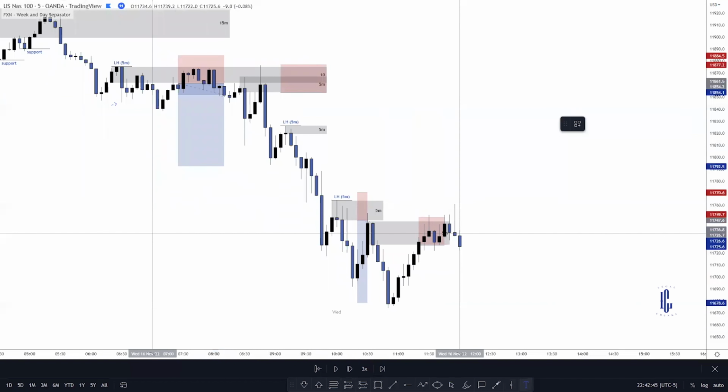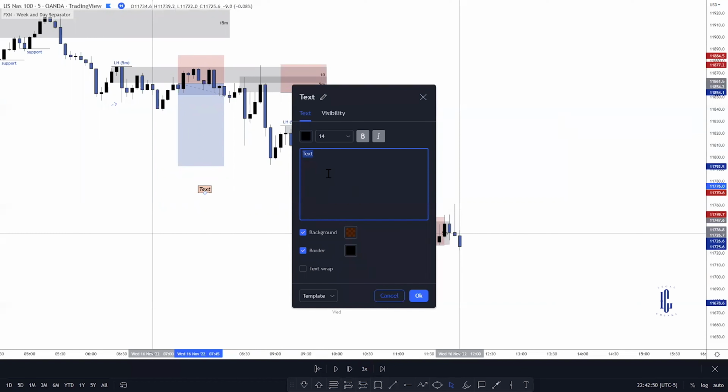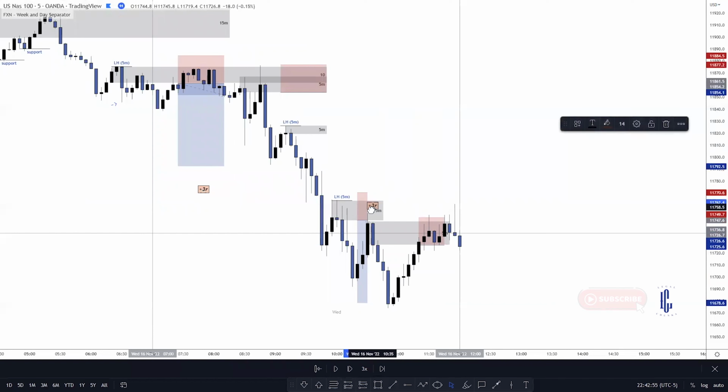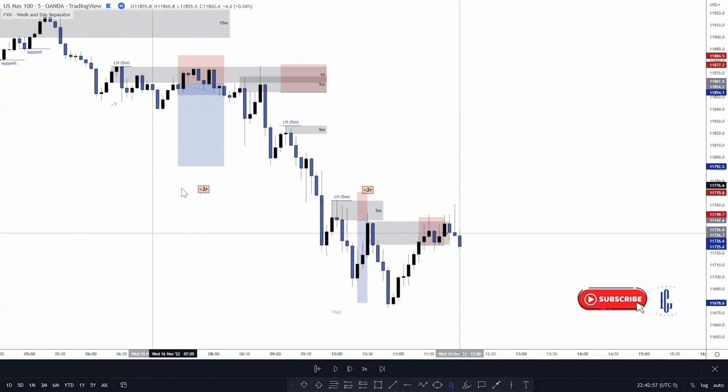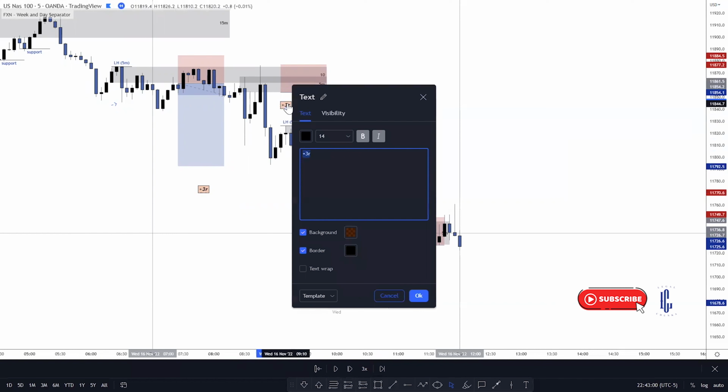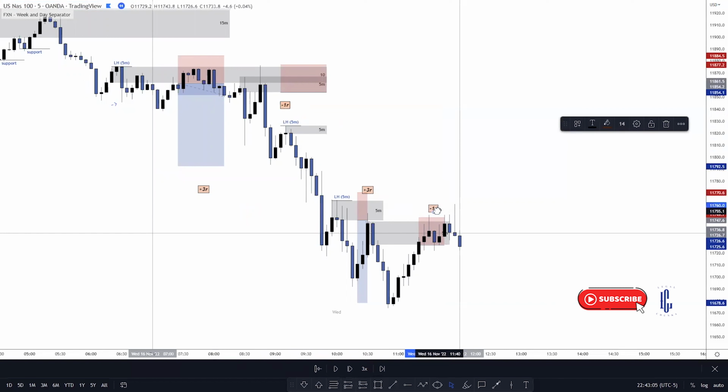So let's just add this up. We're going to say we have a plus 3R and a plus 3R and a minus 1R. Minus 1R. So adding this up, we got plus 3R minus 1R plus 3R minus 1R. So 6R minus 2R means this is a 4R day.